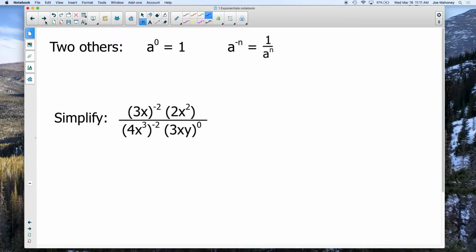Two others that you want to think about. Anything to the 0 power is 1. And anything with a negative exponent is the reciprocal of the function. So now, take a minute and see if you can simplify this one.